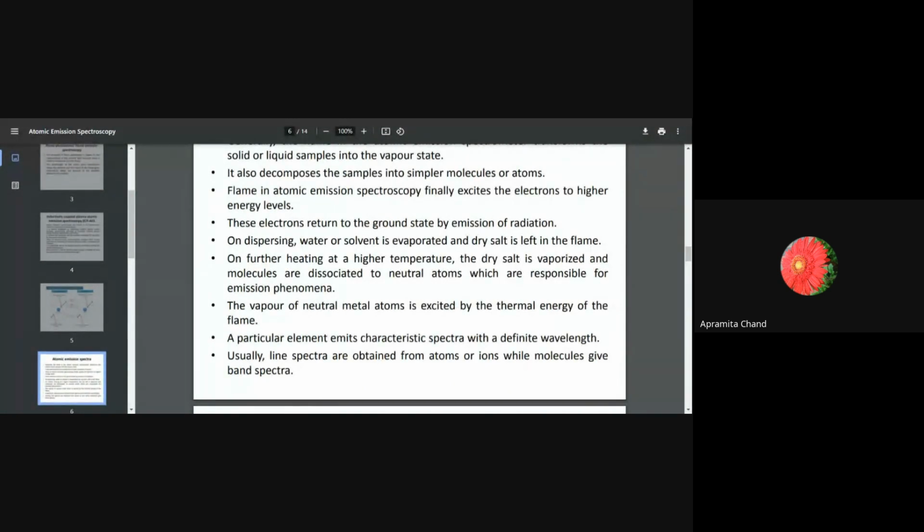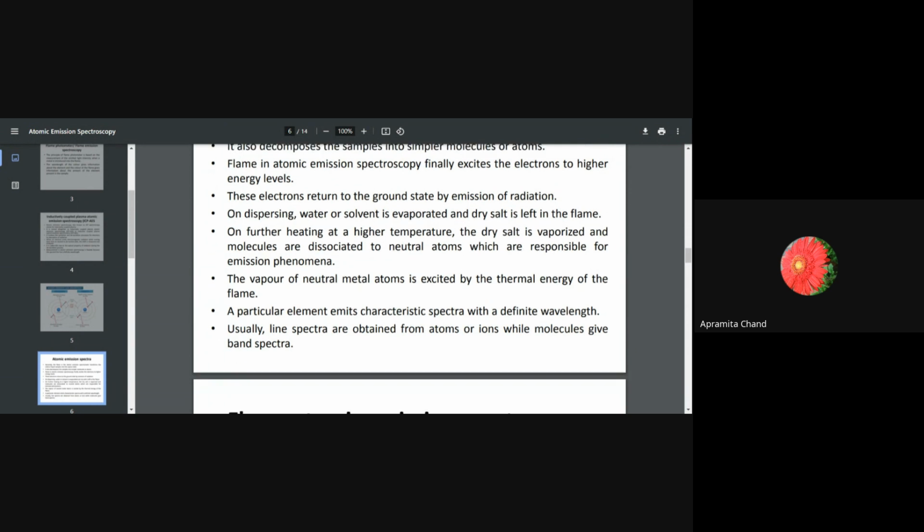radiation. And finally, on dispersion, the water or the solvent that is there is evaporated and only dry salt is left in the flame. On further heating at higher temperature, the dry salt is vaporized and the molecules are dissociated to neutral atoms which are responsible for the emission phenomena. And this vapor of neutral metal atoms is finally excited by the thermal energy of the flame.